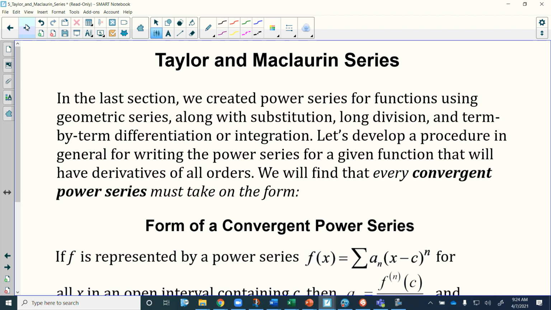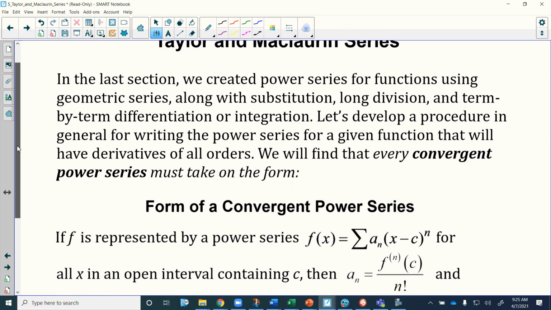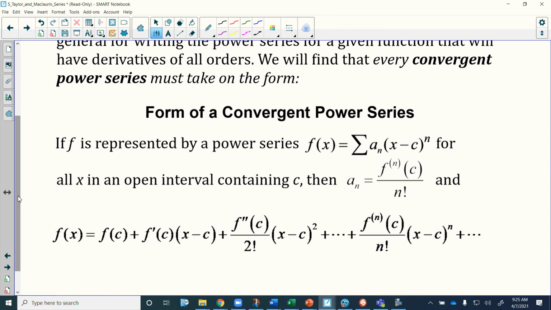So we develop a procedure in general for writing the power series of a given function that will have derivatives of all orders. We will find that every convergent power series essentially is going to take on the form of a Taylor polynomial. And of course, Taylor polynomial, Maclaurin polynomial, same thing: Maclaurin is centered at 0, Taylor is centered wherever it wants to be.